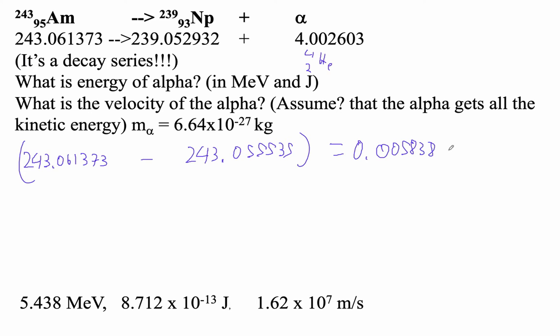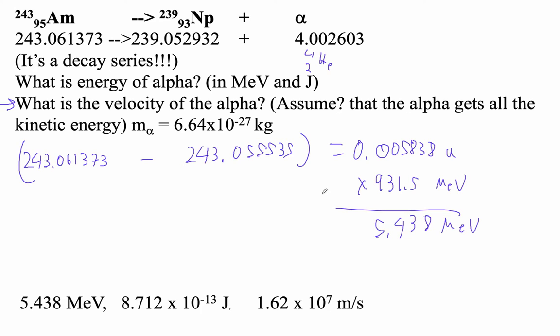0.005838 atomic mass units, again multiplied by 931.5, because every atomic mass unit is this many MeV. Right, so times 931.5, and I get 5.438 MeV, right? Okay, so what is the velocity of this alpha particle?